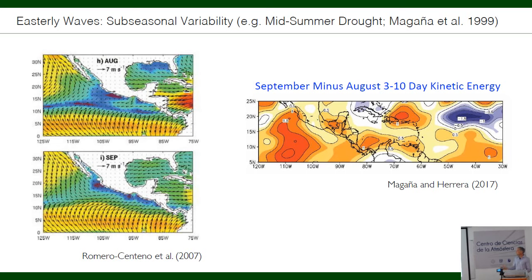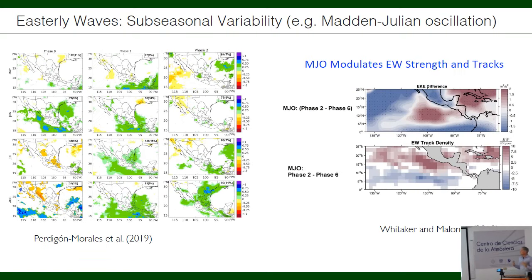Things like the midsummer drought cause variations in the low-level flow, but there are also other variations associated with more transient disturbances that can perturb the flow to produce variations in easterly wave activity. One of these disturbances is a phenomenon called the Madden-Julian oscillation. The Madden-Julian oscillation is often called the tropical intraseasonal oscillation because it causes 40 to 50-day variations in winds and precipitation across the tropics.